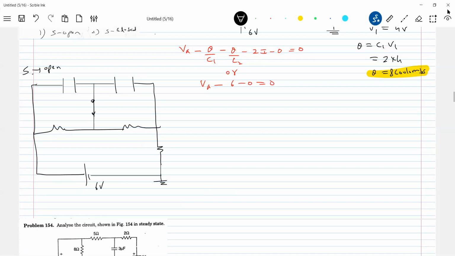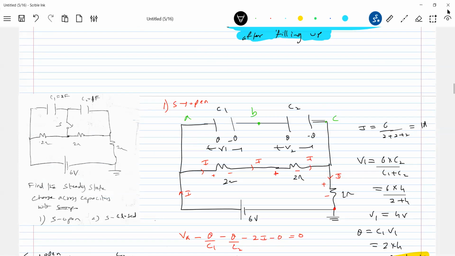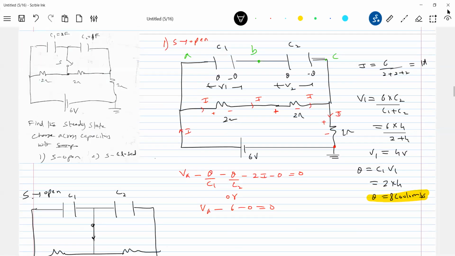Sir, in the previous one, VAC is 4, but how is V1 formed? What happened? Both equations are not satisfying, sir. Which equations? Sir, here you wrote VA minus 6 minus 0 equal to 0 and VA minus Q by C1, that one. There is no unknown, sir. Sir, VAC is 4, sir. VAC is 4, huh? Yes, sir.